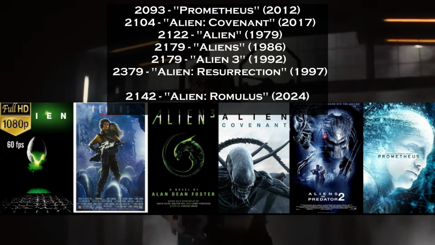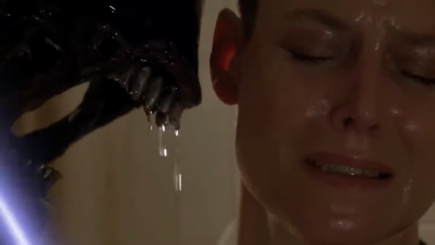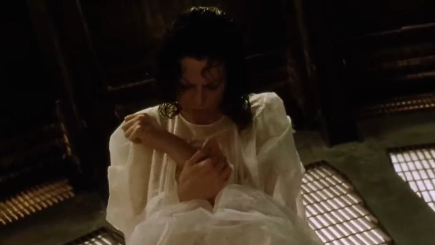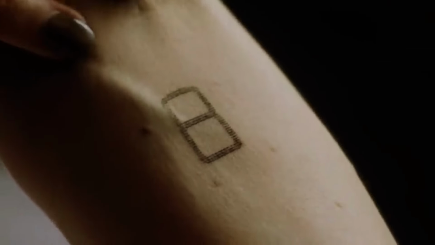2093, Prometheus. The film Prometheus, released in 2012, is set in the year 2093. The film exposed the origin of the Xenomorph species and the mysterious engineers. And Alien: Covenant is a direct sequel to Prometheus and is set in 2104. This movie was released in 2017. It follows the crew of the colony ship Covenant as they discover a remote planet with a dark secret.